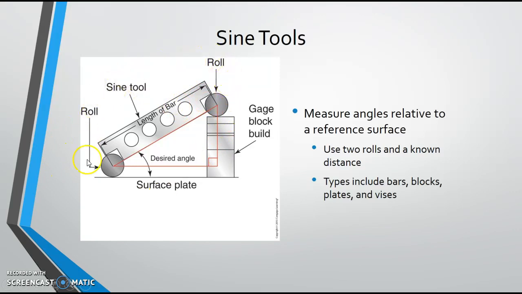Now, these things come standardized. This is our standard, as well as the gauge blocks. And a good example of that would be a 5-inch sine bar. A 5-inch sine bar would be measured 5 inches from the center of cylinder 1 to the center of cylinder 2. They come in standard sizes.